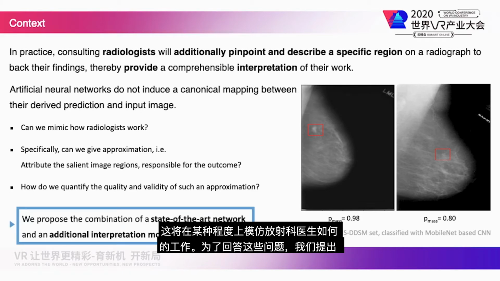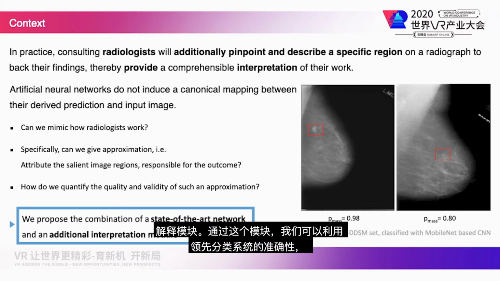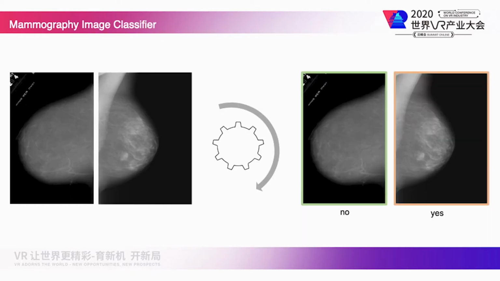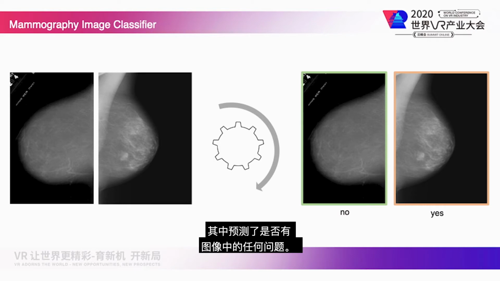To answer these questions, we propose the combination of a state-of-the-art artificial neural network and an additional interpretation module. By this, we can leverage the accuracy of leading classification systems without losing the needed transparency, crucial for critical applications. In the following, we present this approach systematically, starting with the classifier itself. Given a set of mammography images, we seek a deep learning-based model which predicts whether there is any mass in an image or not. Mammographic masses are small lumps, which can be indicators for breast cancer.